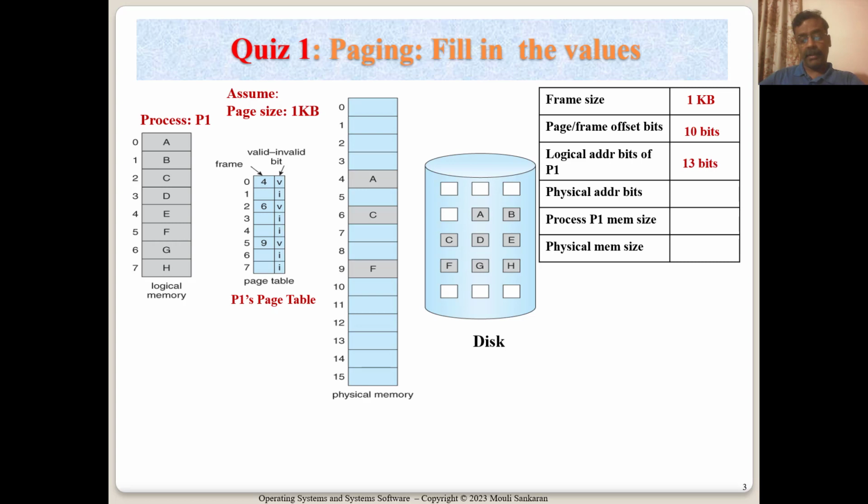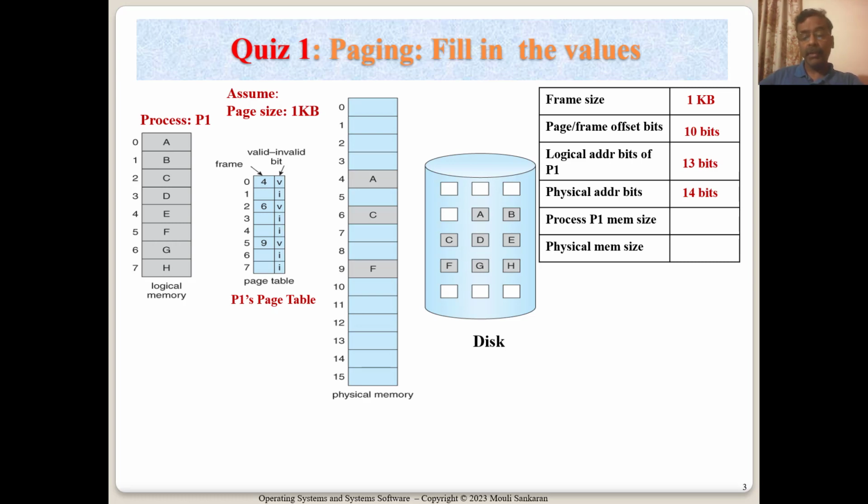Now what is the physical address bits? Here again the physical address bits are more than the logical address bits. Normally the logical memory size is bigger than the physical memory, but it doesn't matter. Given a problem, what is the number of bits required? There are 16 frames, that means 4 bits are required for accessing each frame, and again page size is the same as frame size, which is 1 kilobyte, and again it is 10 bits. So 10 plus 4, 14 bits is the total number of physical address bits.